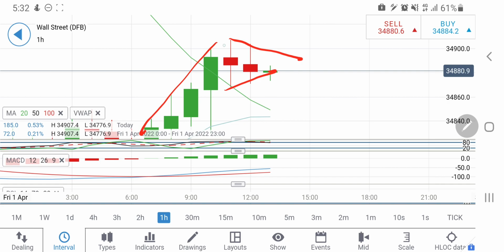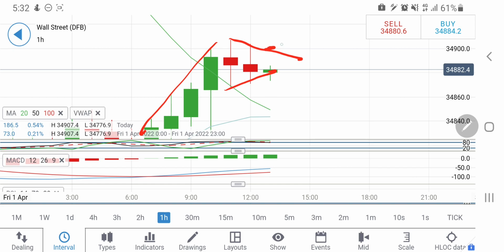After this rally, it was indicative of a probable pole and flag formation. So if you see it breaking 34,900, rather I will say take a cushion. If you see it trading above 34,920, definitely one can remain long and one can expect it to hit 35,000 plus levels. So go long above 34,920.